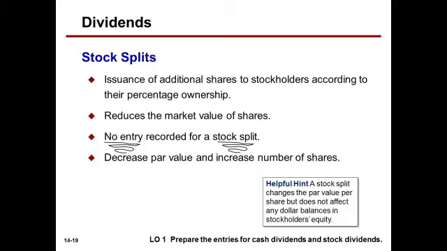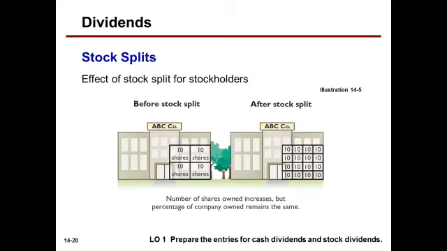But no journal entry. Let's look at the effect of a stock split for shareholders. If there were 40 shares before the stock split and there were 160 shares after, that indicates a 4-to-1 stock split. No immediate economic advantage to shareholders in the stock split. Again, it tends to drive down the market price of shares because there's more shares outstanding, but we haven't changed anything externally.